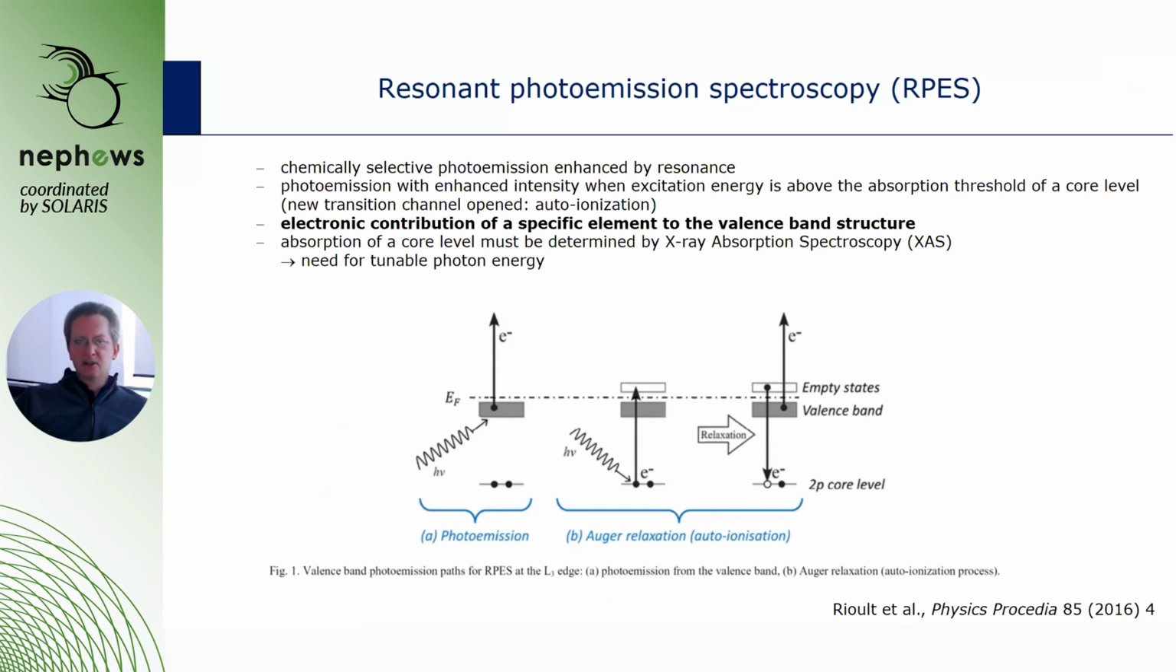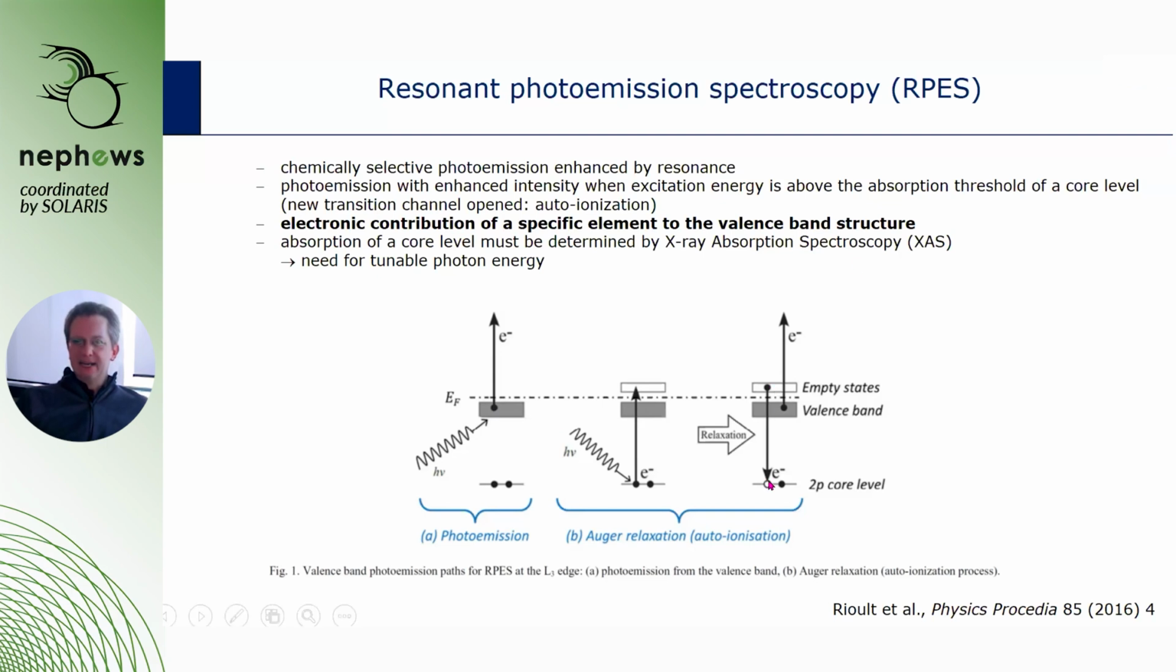You measure its kinetic energy, and you know the binding energy of that valence band or molecular level. Now, if you tune your photon energy so that it can also be directly absorbed by one of the core levels that an element has, then a new emission channel opens up that is called Auger relaxation or autoionization. So instead of just directly kicking out an electron from the valence band, you can also have a core level electron of the sample promoted to an empty state. So that's the X-ray absorption process.